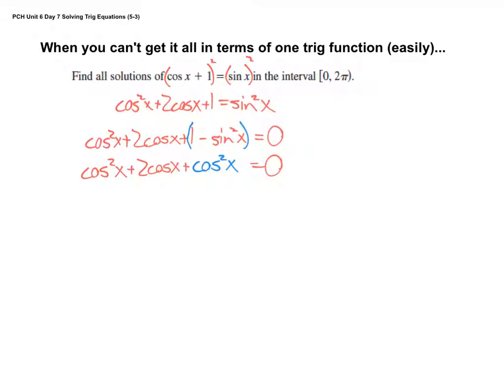So now we have everything in terms of cosine. We have 2 cosine squared x plus 2 cosine x equals 0. We're back to this polynomial form, so we look to factor. We're going to take out a 2 cosine of x, and we have a cosine of x plus 1 in the parentheses.